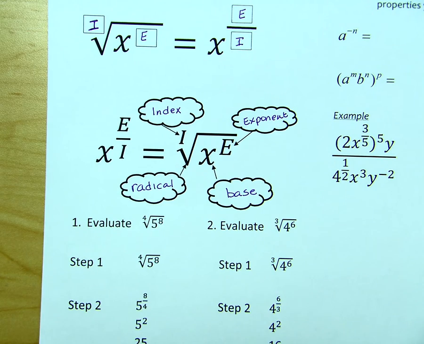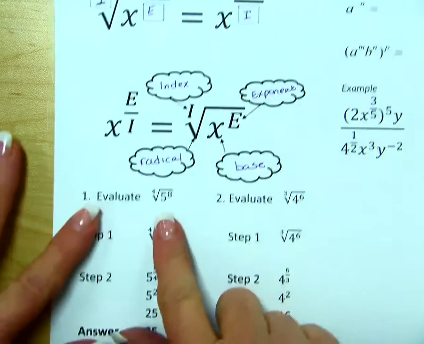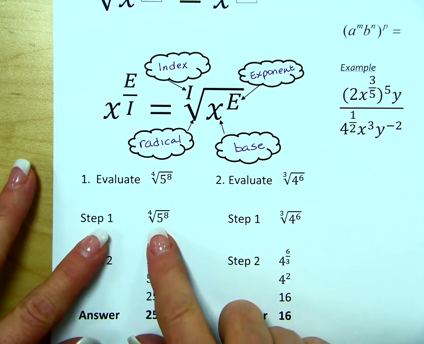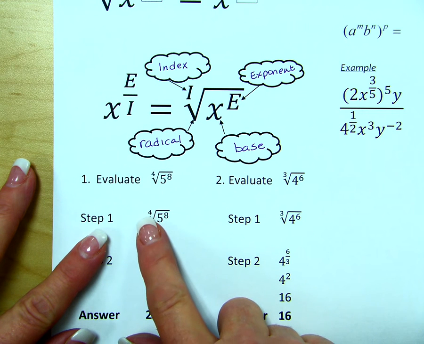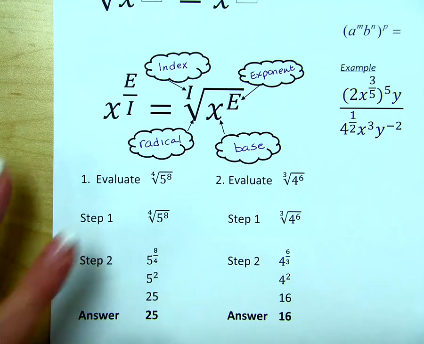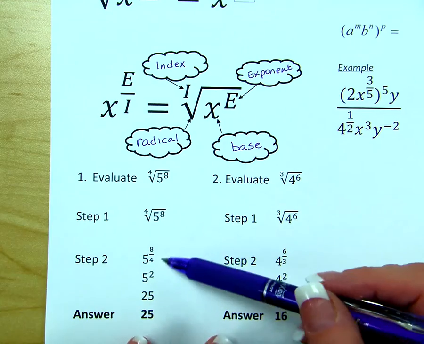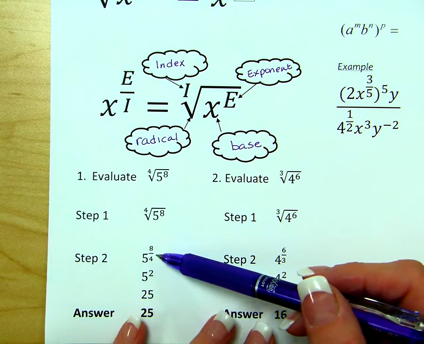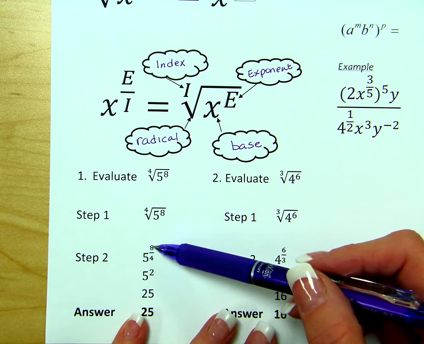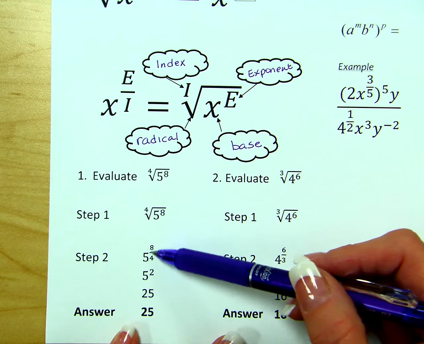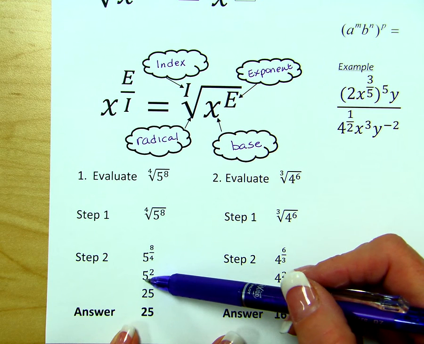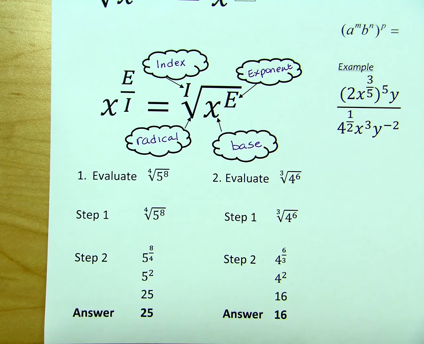So here, for our first problem, we have an index of 4 and an exponent of 8. So we have the fourth root of 5 to the 8th power. We are now going to rewrite that as a rational exponent. So we have 5 to the 8 over 4, but 8 over 4 can be reduced to 2 because 8 divided by 4 is 2. So that's taking 5 and raising it to the second power, which is indeed 25.